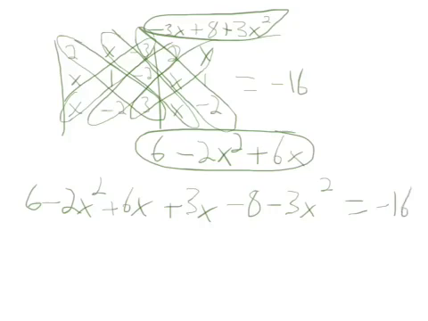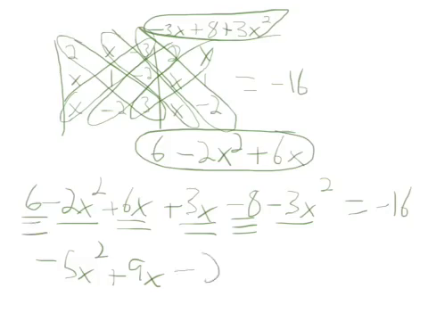So now I can combine like terms. I get a negative 5x squared, and then the 6x and the 3x will give me a 9x, and then negative 8 plus the 6 will give me a negative 2, and that's all equal to negative 16. So I'm going to start over on this other page and pick up from here.